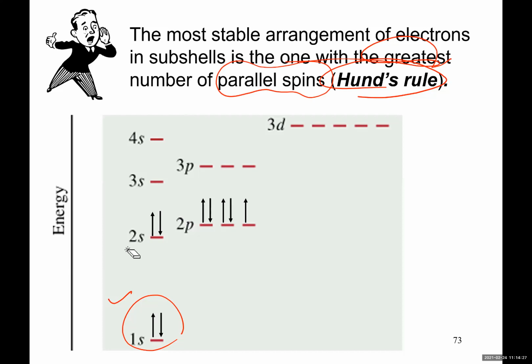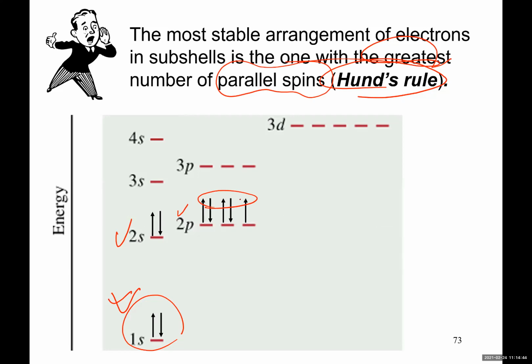The next p orbital, which was singly occupied, is now paired. So 1s2, 2s2, and 2p5, yes?